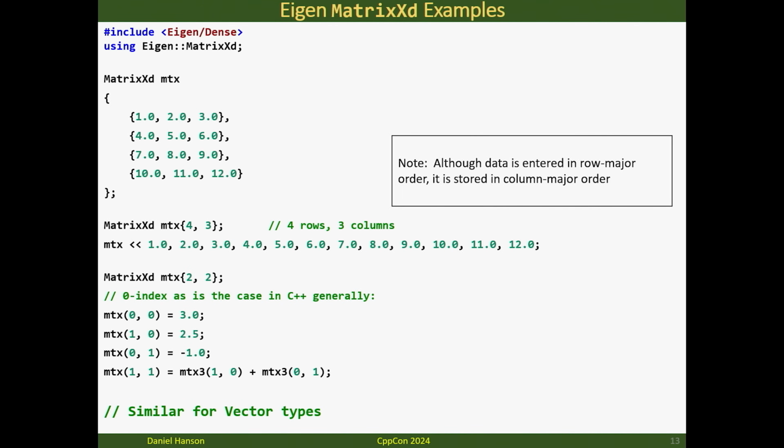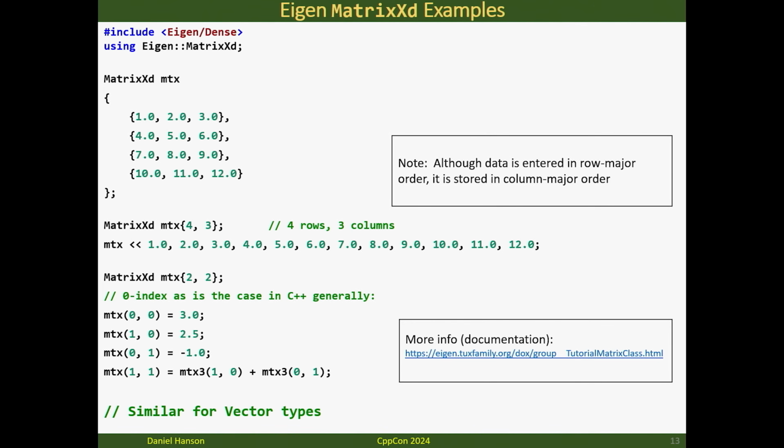Okay, so you can also create a matrix just 4 by 3 and then populate it. It has an overloaded stream operator, and you can also just assign them element by element, as you see here. For Eigen, there are tutorials available. This is one of them. The documentation is quite good. There are a lot of tutorials, and so it'll help you get up and running pretty quickly.